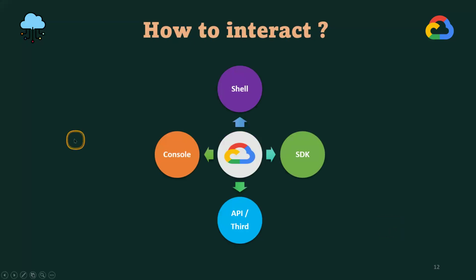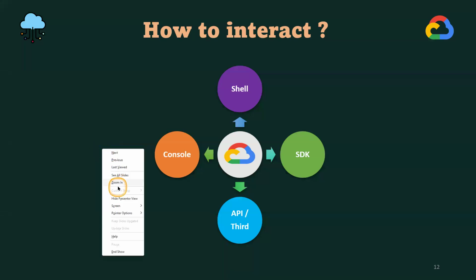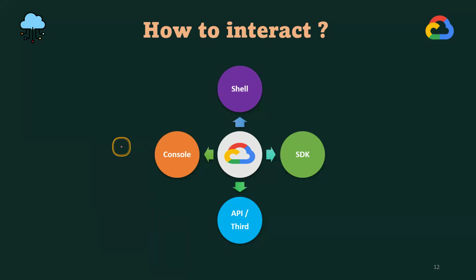A console is a web-based tool. It is a graphical interface. I'm going to talk about this one tomorrow, just to give you an idea only. It is a graphical user interface. Cloud Shell is a command line interface. Cloud SDK is also a command line interface. And this is third-party tools. It can be any tool, it can be multiple tools, it can be anything.